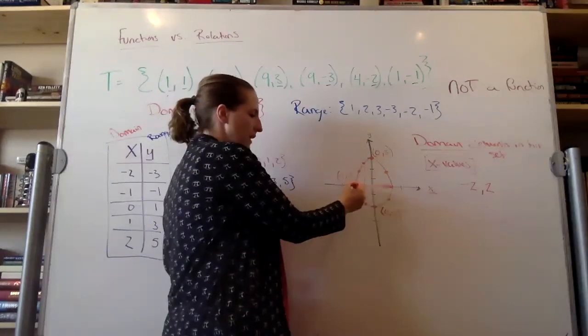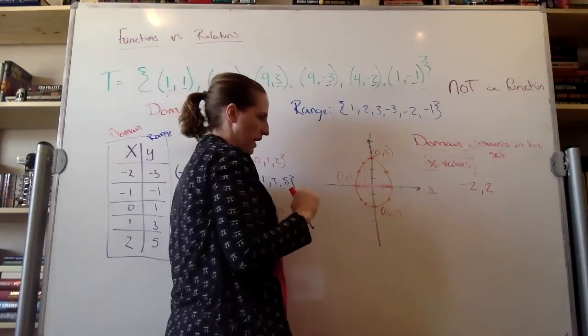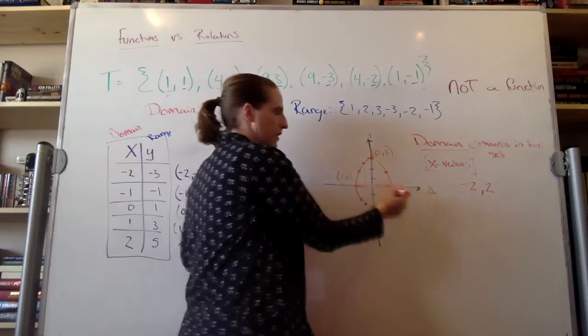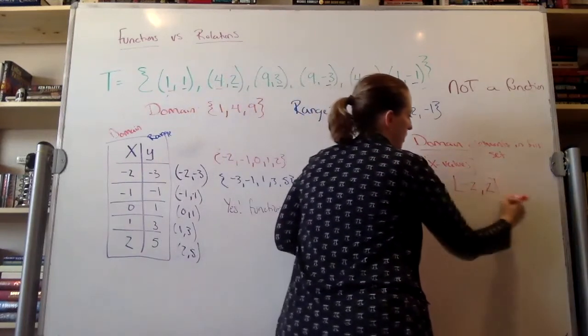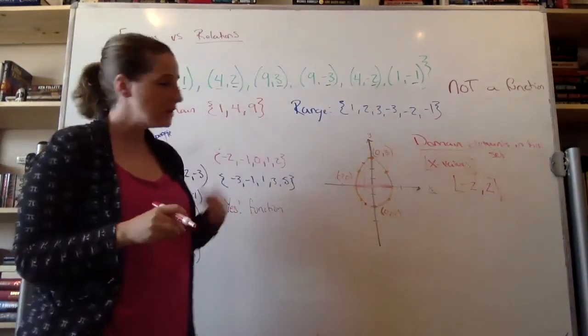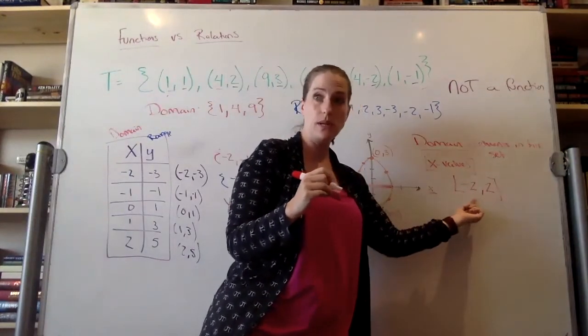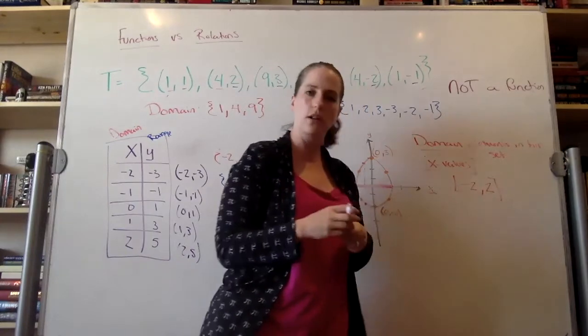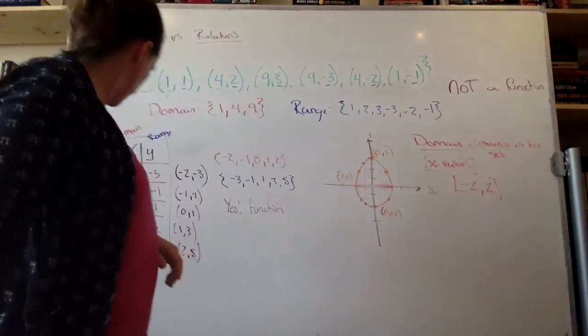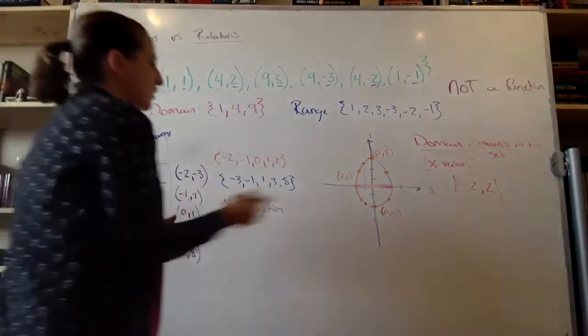Are we going to include -2? Well, yeah, -2 is certainly part of our graph. What about 2? 2 is also part of our graph. When something is included, we use the brackets. So our domain says everything from -2 to 2, all x values between -2 to 2, including -2 and including 2. Let's see if we can't do something similar for our range.